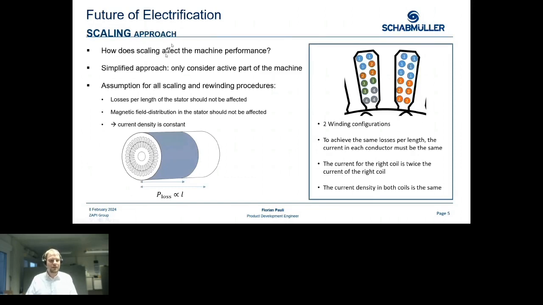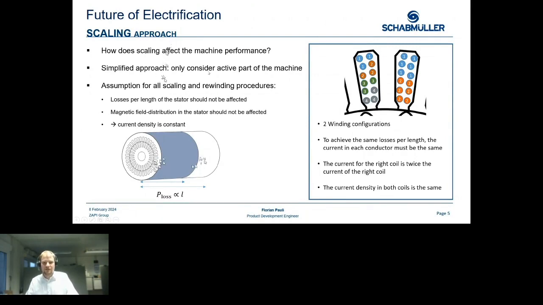So how does scaling affect the performance of electrical machines? To answer these questions, we take a simplified approach where we only consider the active part of the machine. The active part means only the fraction of the length which is covered by the rotor and stator iron lamination, which looks like this in the figure down here.